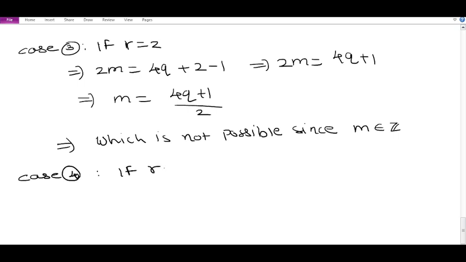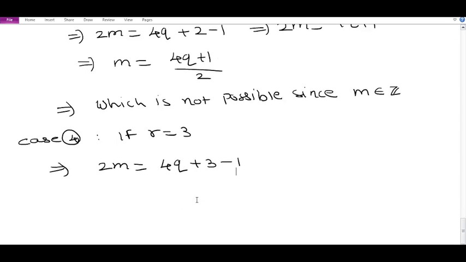if r is equal to 3, then 2m is equal to 4q plus 3 minus 1. So this implies 2m is equal to 4q plus 2.